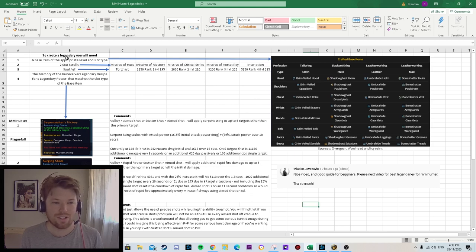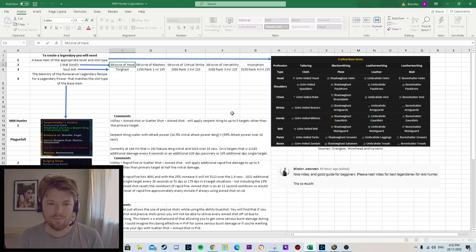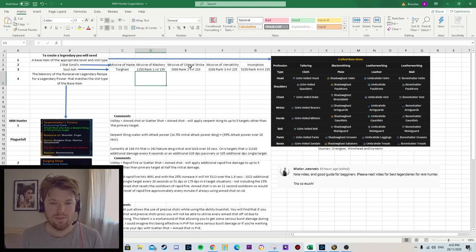So to start it off, how to create a legendary: you will need a base item of the appropriate level and slot type. These are made via professions: tailoring, blacksmithing, leatherworking. For us as hunters, we need mail. Depending on what type of legendary you're going to be using, you will have a different slot that it can go into. The second thing you need is two stat scrolls, so either missive of haste, missive of mastery, missive of critical strike, or missive of versatility, and this is made via the inscription profession. You can purchase that off of the auction house as well.